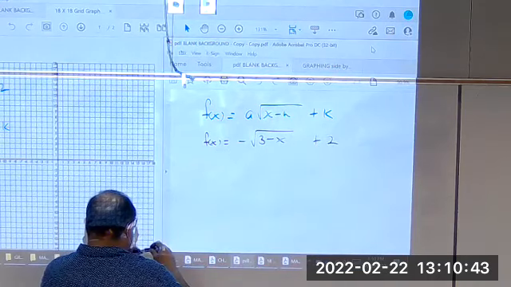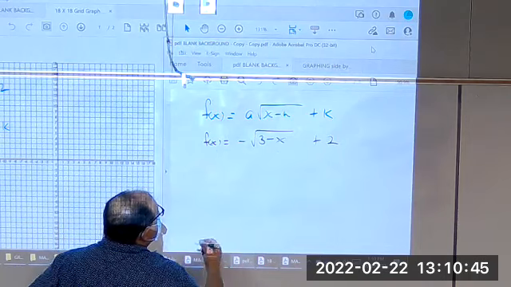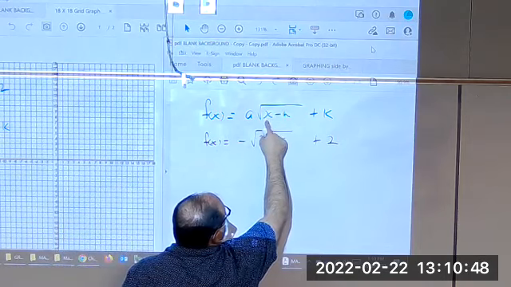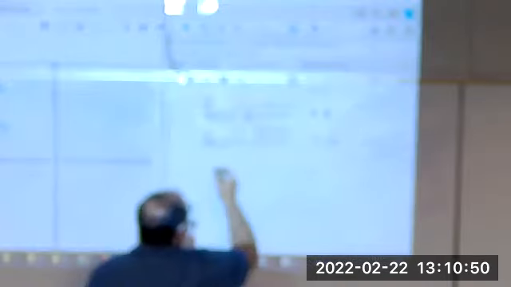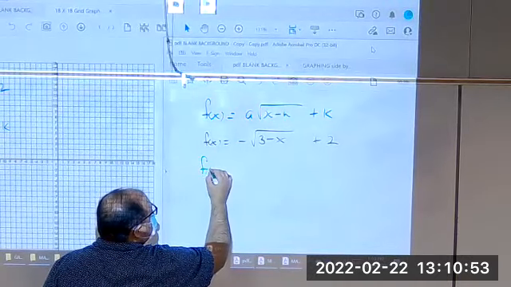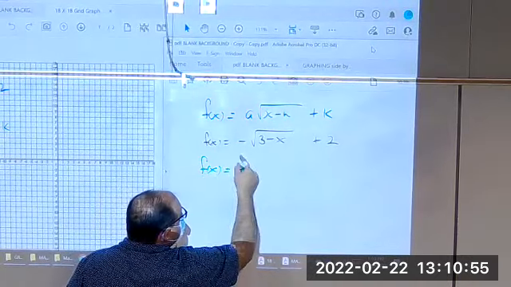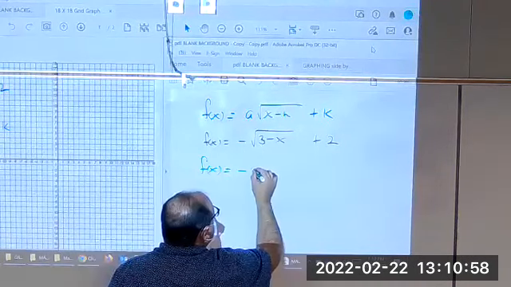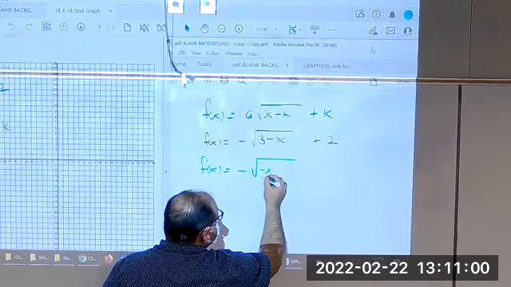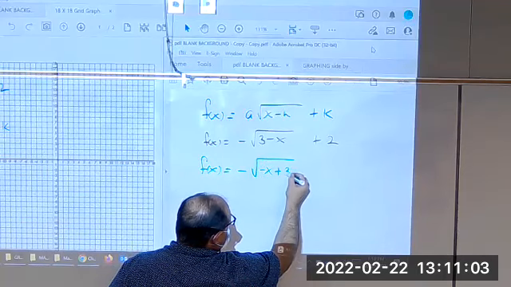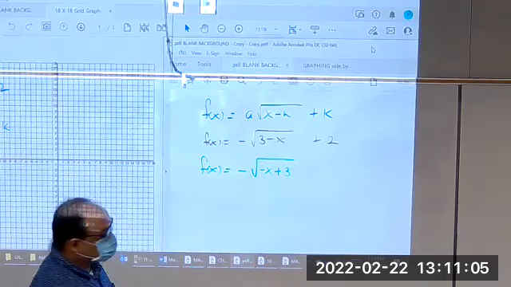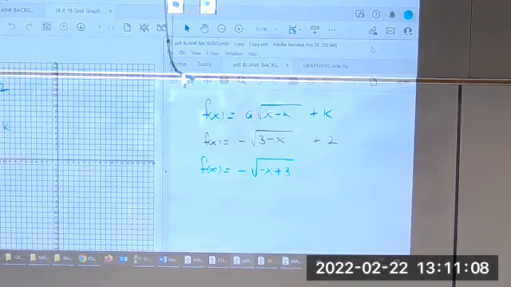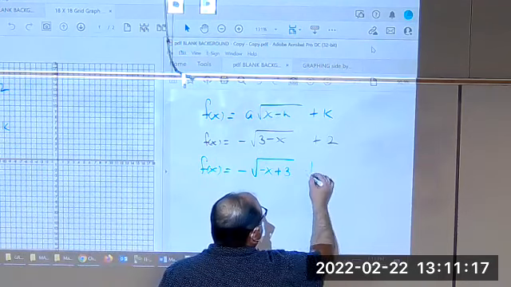So before you start writing things down, x minus h, x should be first, h should be second. So this is f of x equal to negative. Inside here would be negative x, and that's a positive 3. When I put the x in front of the h, negative x and then a positive 3. And then my plus 2.